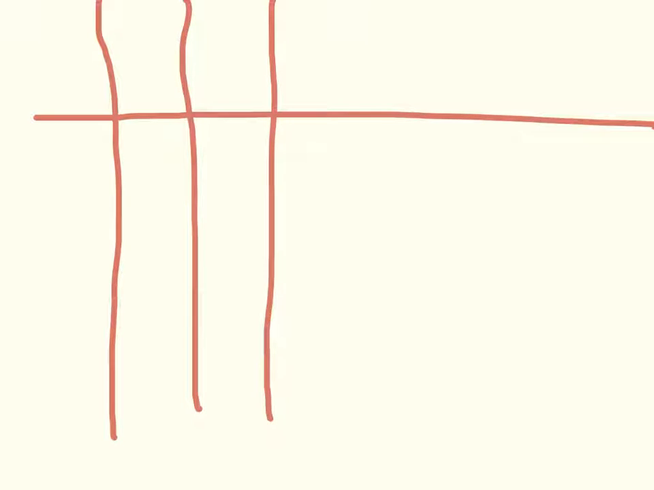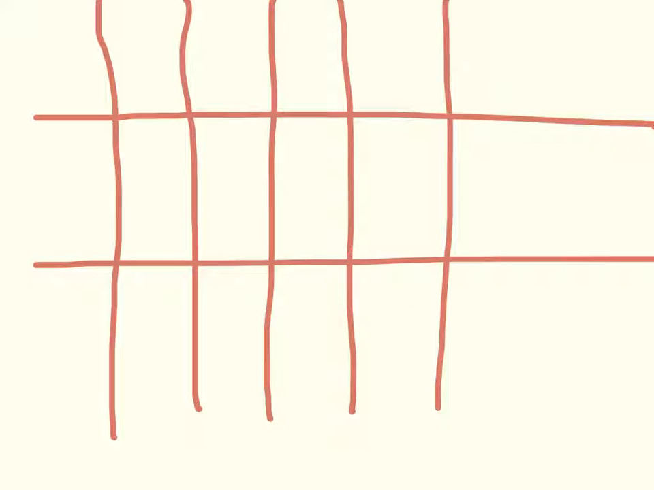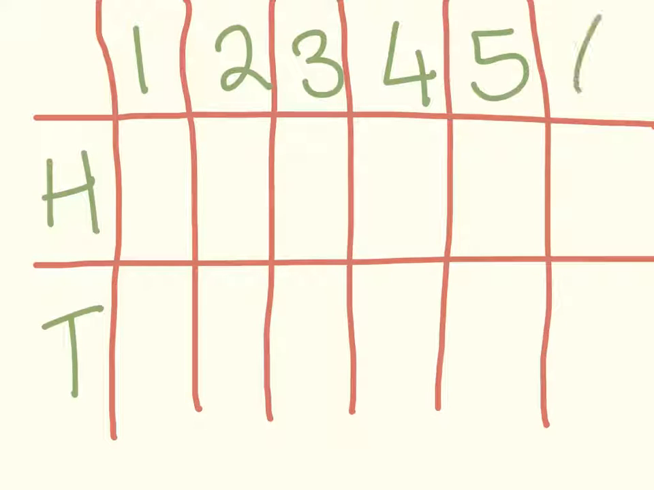I'm going to put my heads and my tails over on the left hand side, and I'm going to put my numbers going down on the columns up at the top. Make sure you have them counted right as you're going through. Hopefully that's enough. So heads, tails, 1, 2, 3, 4, 5 and 6.